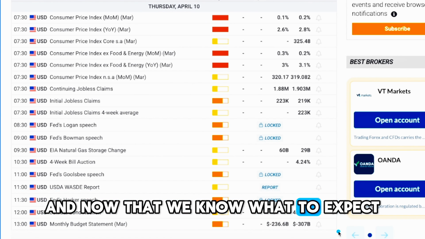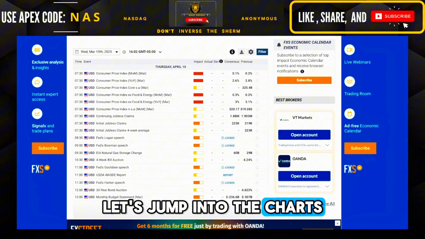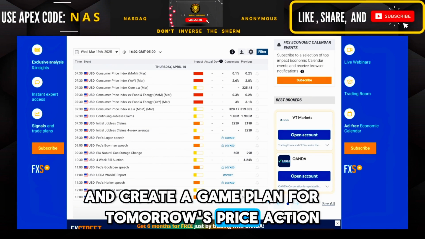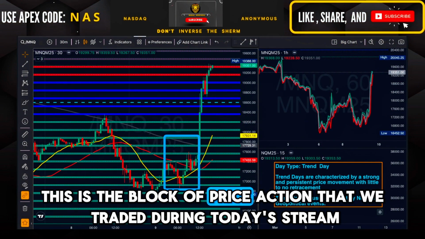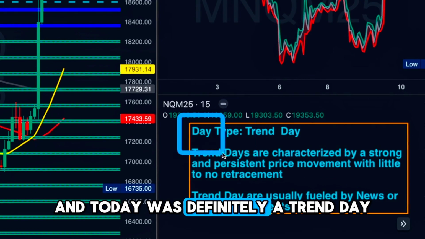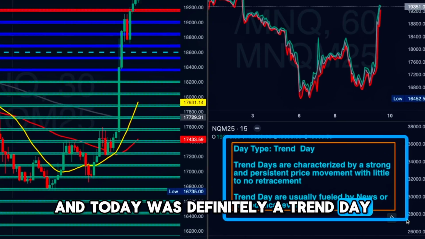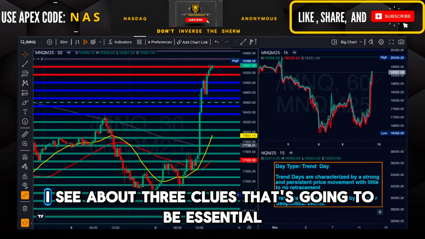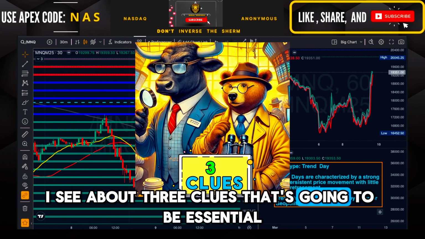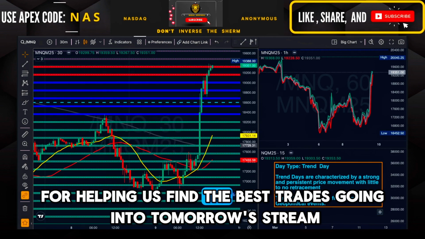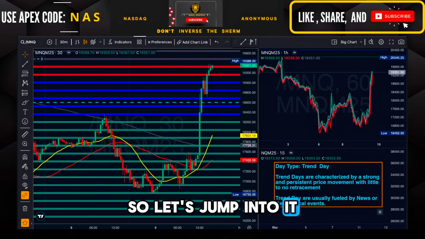And now that we know what to expect, let's jump into the charts and create a game plan for tomorrow's price action. This is the block of price action that we traded during today's stream, and today was definitely a trend day. And as I analyze the charts, I see about 3 clues that are going to be essential for helping us find the best trades going into tomorrow's stream. So let's jump into it.